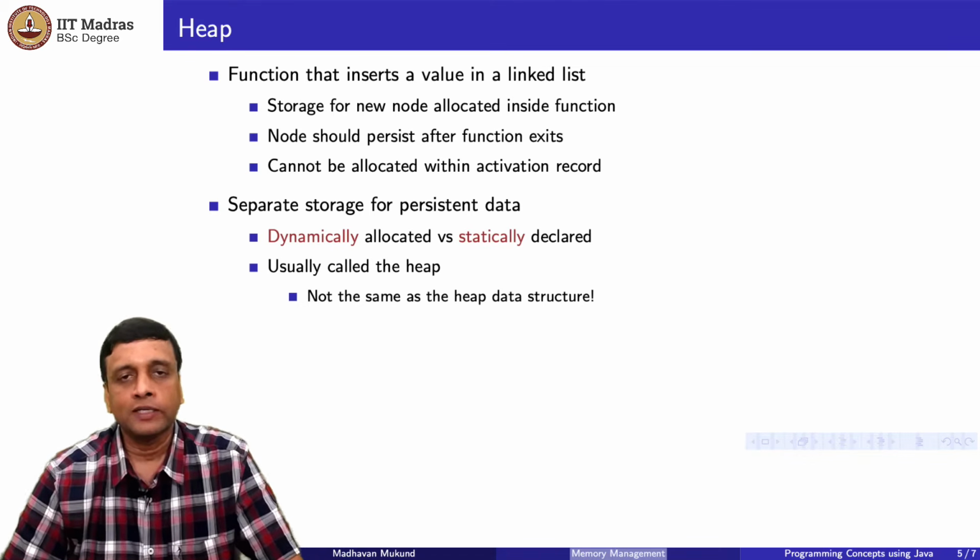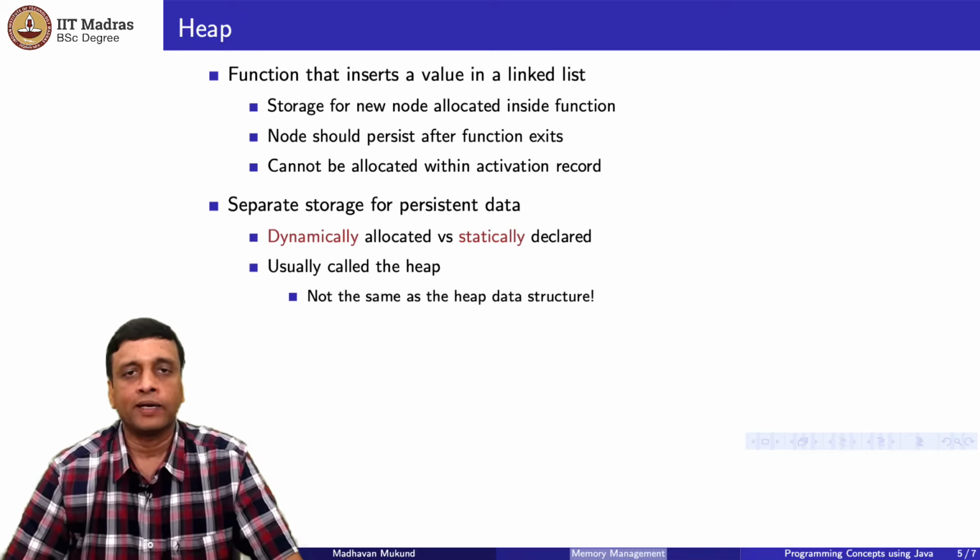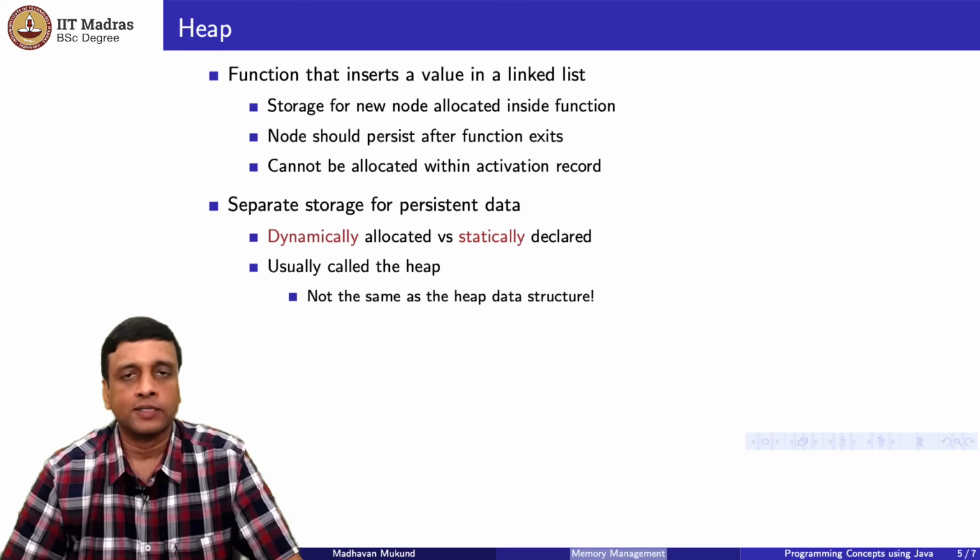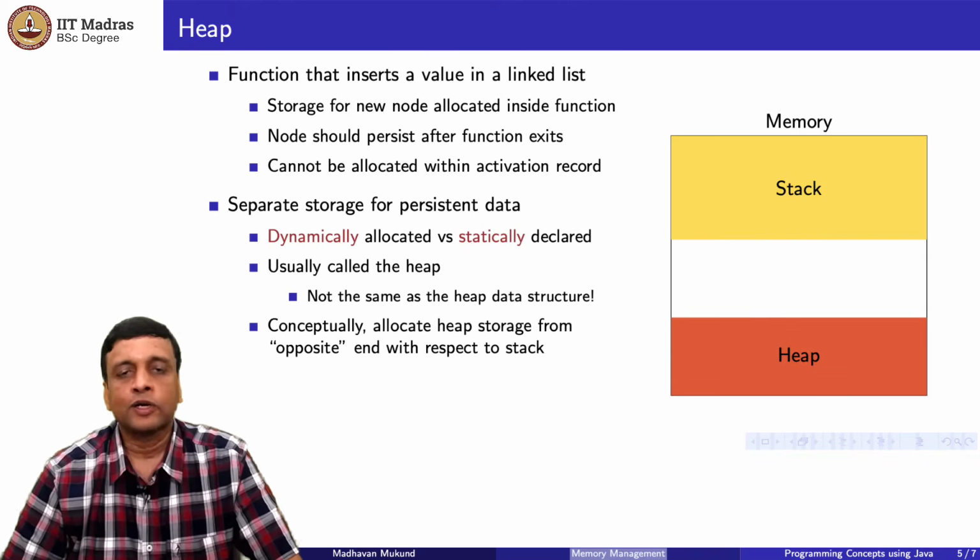Now one thing to be careful about is that this has nothing to do with the heap data structure that we have studied in the data structures course. So this is not to do with priority queues or anything. It's just a disjoint storage from the stack, and it has no particular structure. Like the stack has this last in first out structure, the heap has no particular structure. So conceptually you want to store the heap disjoint from the stack.